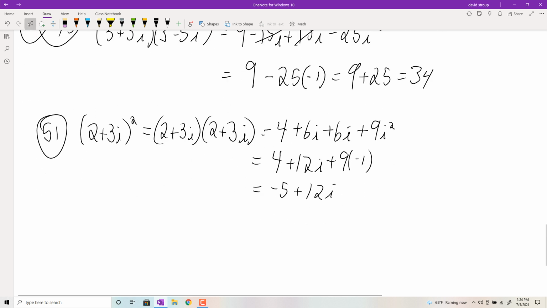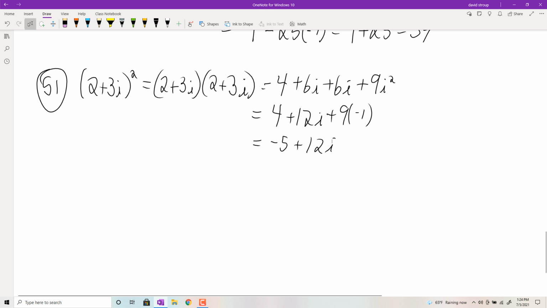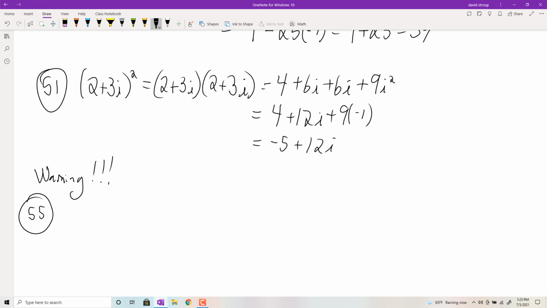Okay, great. One small detail that comes up in the homework. I'm not going to spend a lot of time on it, but it does come up every once in a while. So this is a warning for you. Make sure you're simplifying the imaginary parts first. So, for example, in problem 55, you have something like the square root of negative 7 times the square root of negative 2. Okay, I'm going to do it the bad way.